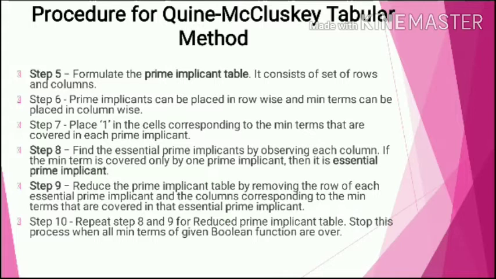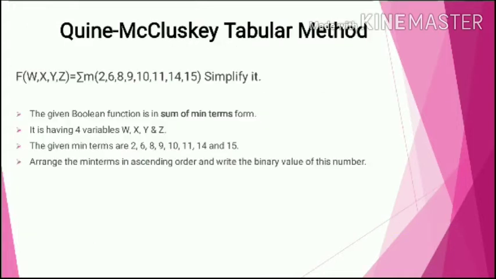Step 9: reduce the prime implicant table by removing the row of each essential prime implicant and the columns corresponding to the minterms that are covered by that essential prime implicant. Step 10: repeat steps 8 and 9 for the reduced prime implicant table. Stop this process when all the minterms of the given Boolean function are covered. Now we'll see an example.